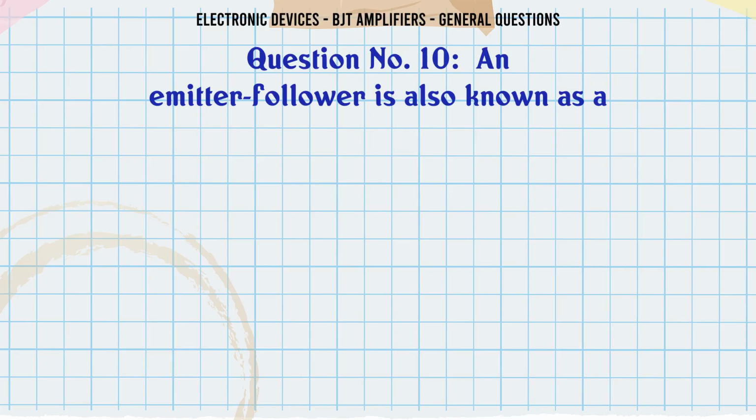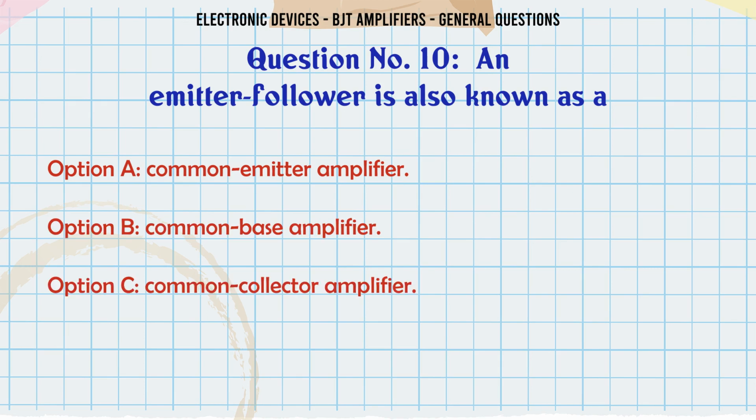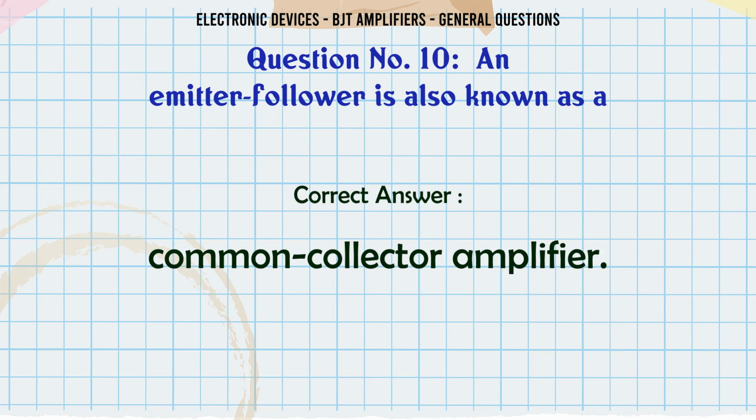An emitter follower is also known as A. Common emitter amplifier. B. Common base amplifier. C. Common collector amplifier. D. Darlington pair. The correct answer is common collector amplifier.